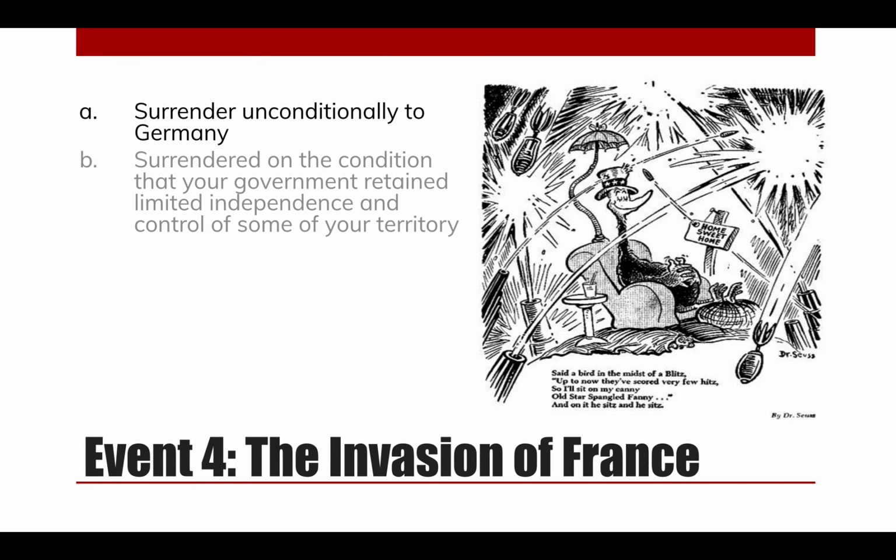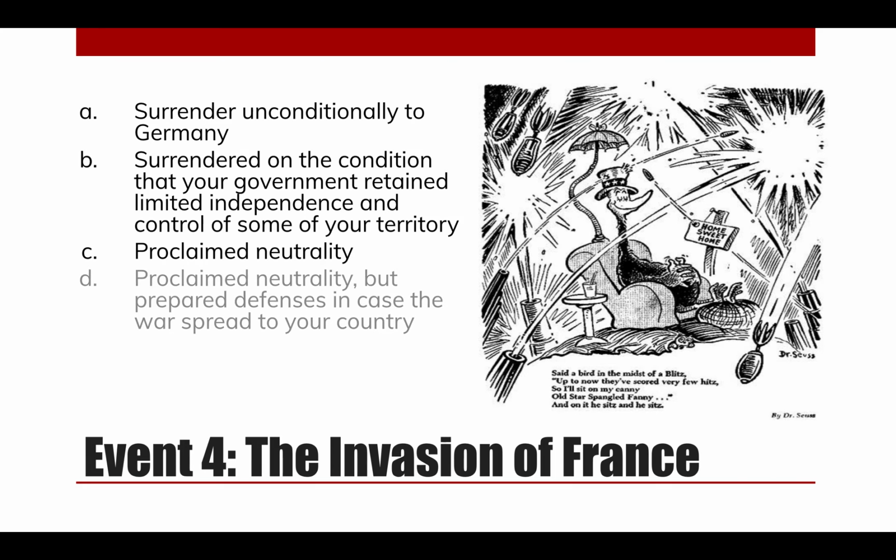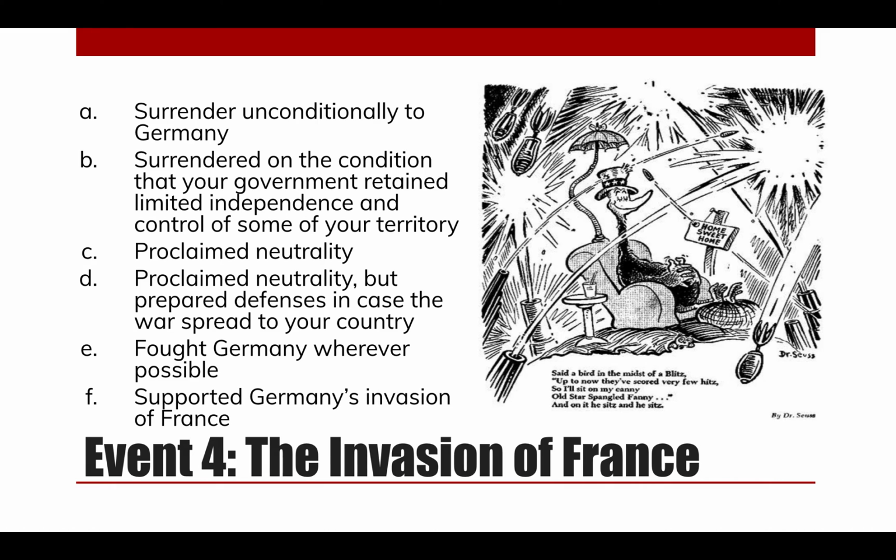A, surrender. B, surrender on the condition that your government retains limited independence and controls some of your territory. C, neutral. D, neutral but prepare defenses. E, fight Germany. Or F, support Germany. What does your country do? Great Britain, France, Soviet Union, Poland, and Switzerland. Write down your answer. Pause the video if you need some more time.